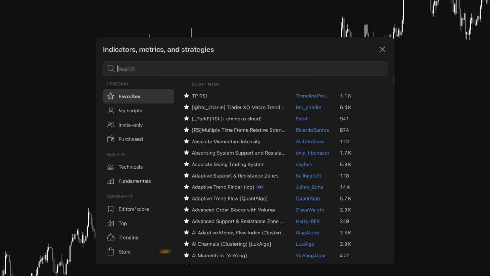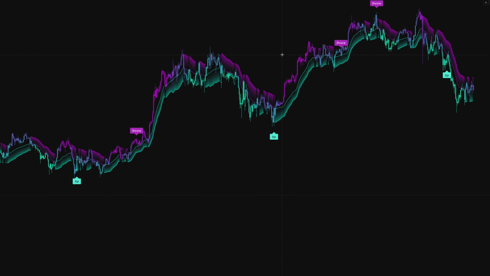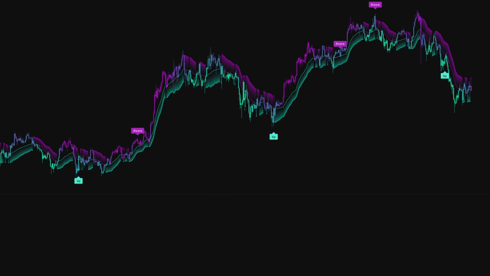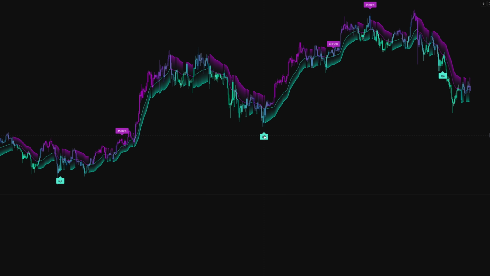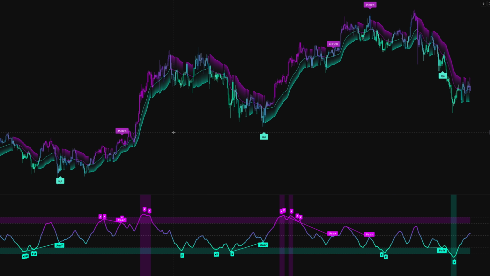Dynamic Z-score divergence. Created by Uptrick, this Pine script indicator constructs a composite oscillator by normalizing three popular momentum indicators through Z-score transformation, then detects divergences and mean reversion opportunities from the resulting signal.